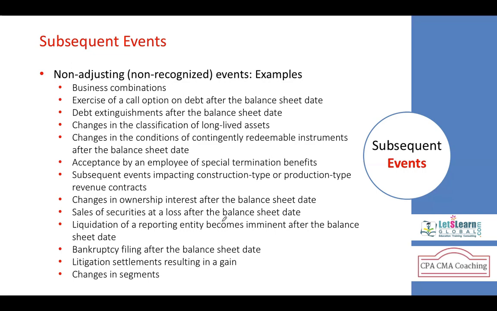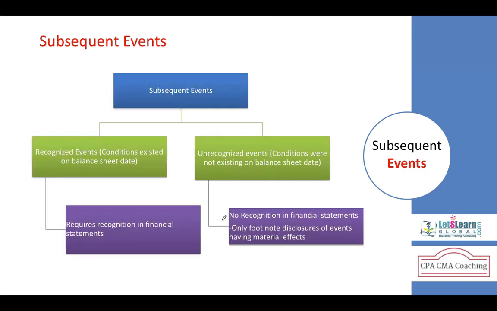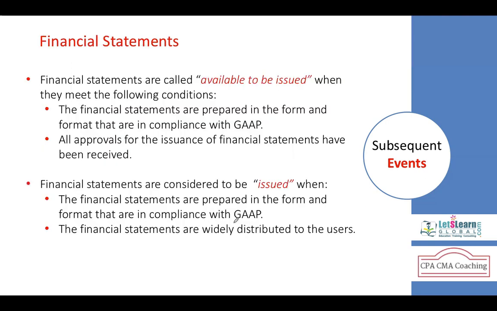Non-adjusting events, non-recognized events. So whenever any event takes place after 31st December, it is the responsibility of the auditor to identify it, to inquire of the management about the subsequent events, and read the minute books, board resolution minute book, and you come to know certain issues. You need to see whether that particular event is a recognized event or non-recognized event, whether it is to be recorded in the books or presented in the footnotes of the financial statements.